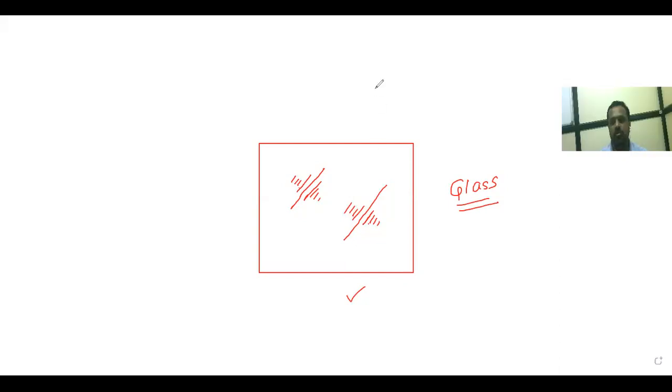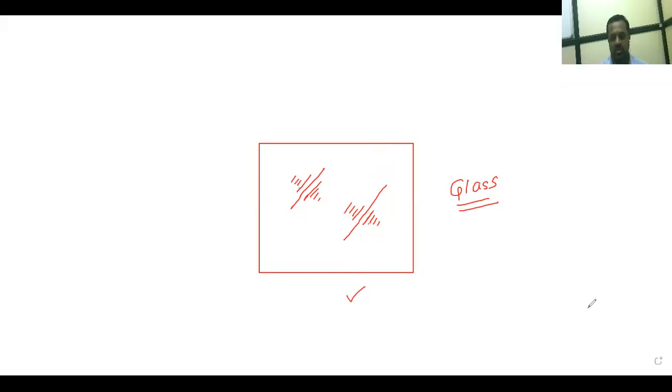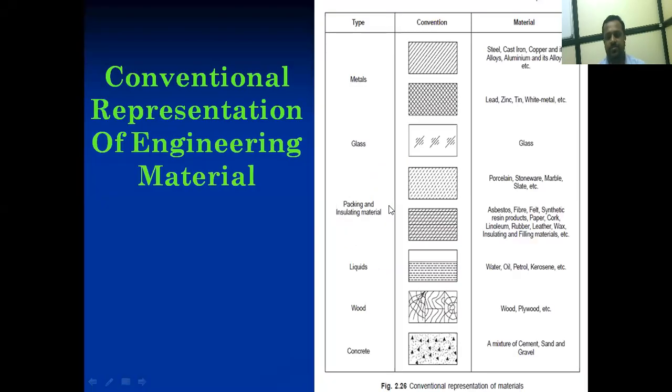So we will move to the next convention. The next point is the conventional representation for the packing material and insulating material. Okay, what is the insulating material? Why are we using the insulating materials? Yes, please tell me. What is the application, what is the purpose of the insulating materials?